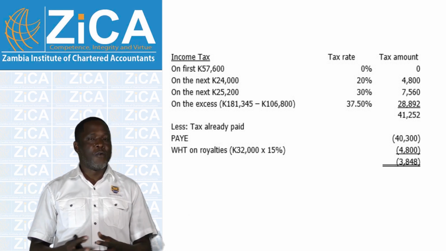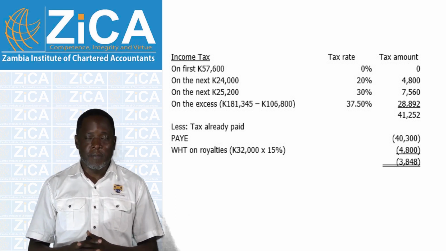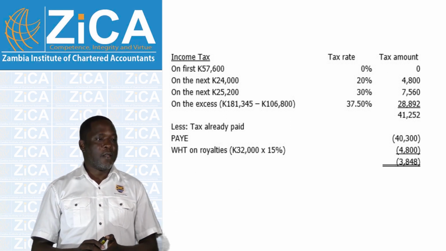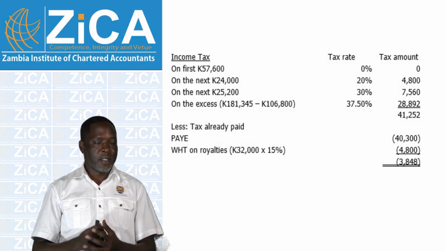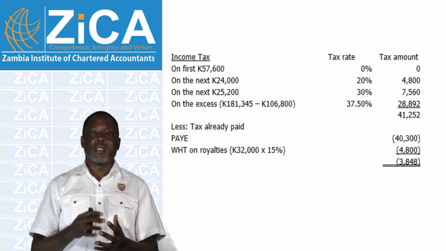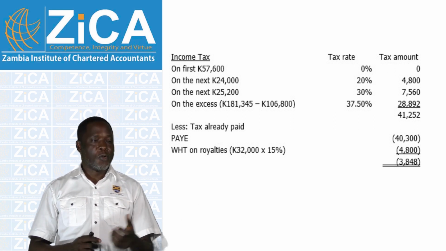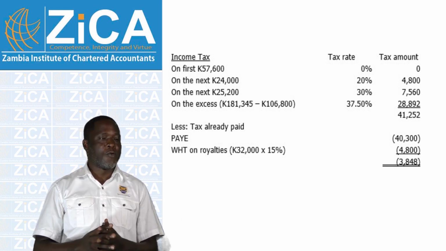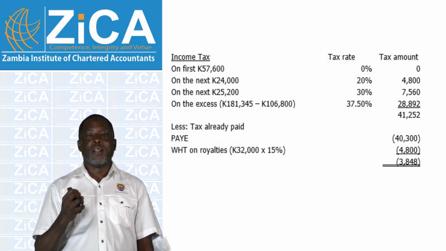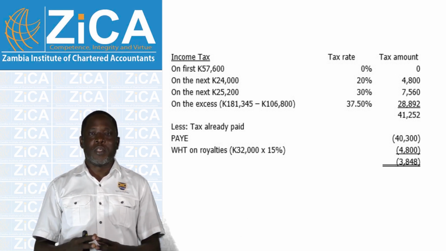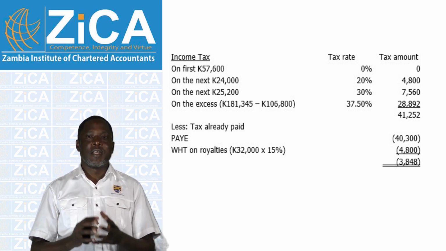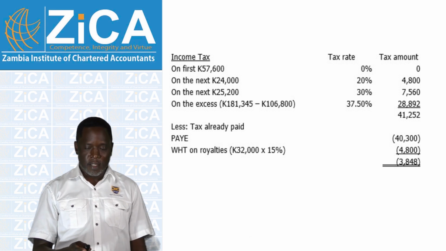Any withholding tax on investment income which was not included in the personal income tax computation in the first place should also not be deducted in this computation. You only deduct withholding tax on investment income on which withholding tax is not a final tax, as we have demonstrated in the case of the royalties.